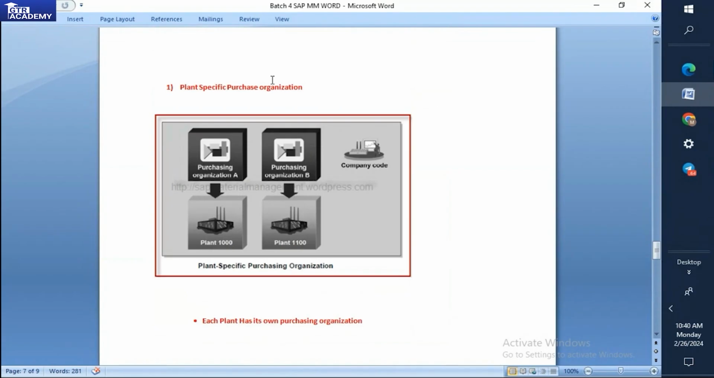See what happens in a small organization: they will use a cross company code purchase organization. That is not a big business, so they require only the cross company code. They will put one purchase organization for all the company codes, whatever the different domains are. We will use only one purchase organization at the small organization level. But when it comes to bigger businesses, that is not sufficient. It completely depends on the requirement. They will change.